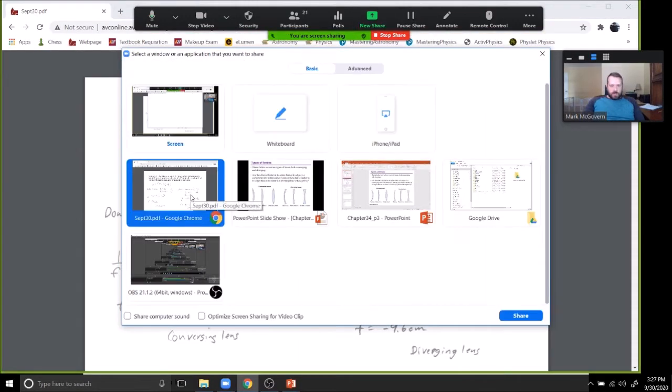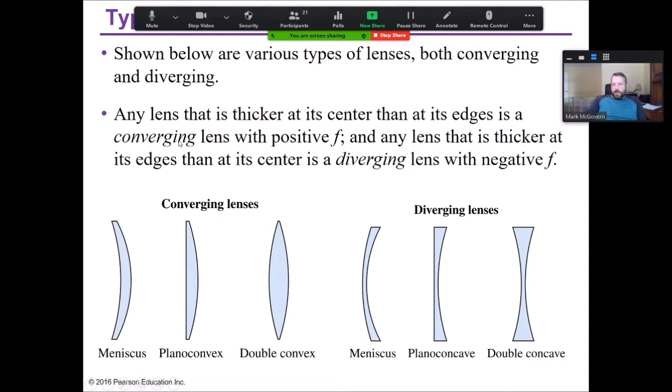it's telling me I'm not screen sharing. Okay, I guess I'm screen sharing now.